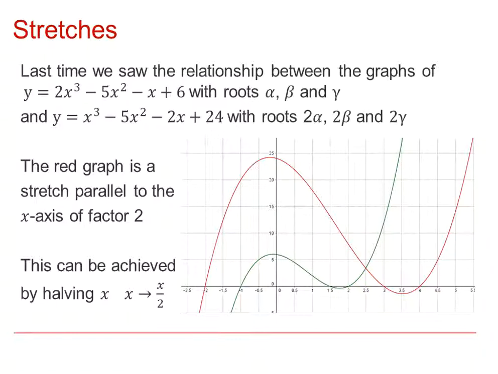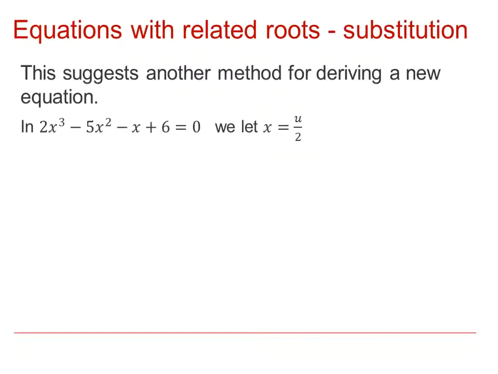This effect can be achieved by halving x. In other words, if we substitute x over 2 instead of x, we can create that horizontal stretch along the x-axis. So this suggests another method for deriving a new equation. In 2x cubed minus 5x squared minus x plus 6 equals 0, we could let x be substituted by u over 2 to create that horizontal stretch by a factor of 2.